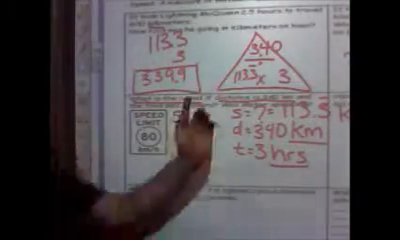113.3. I got this from right here. I'm going to multiply it times 3, and that should give me 340. Okay? 3 times 3 is 9. 3 times 1 is 3. 339.9. That is extremely close to 340.